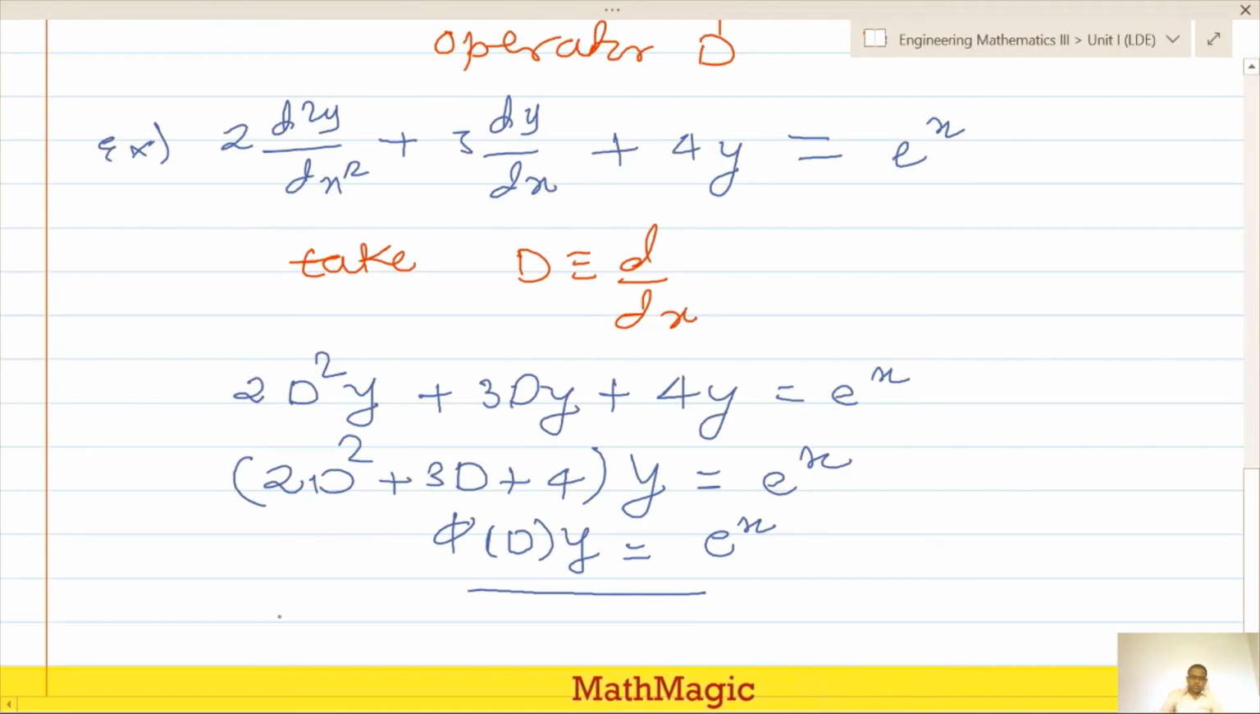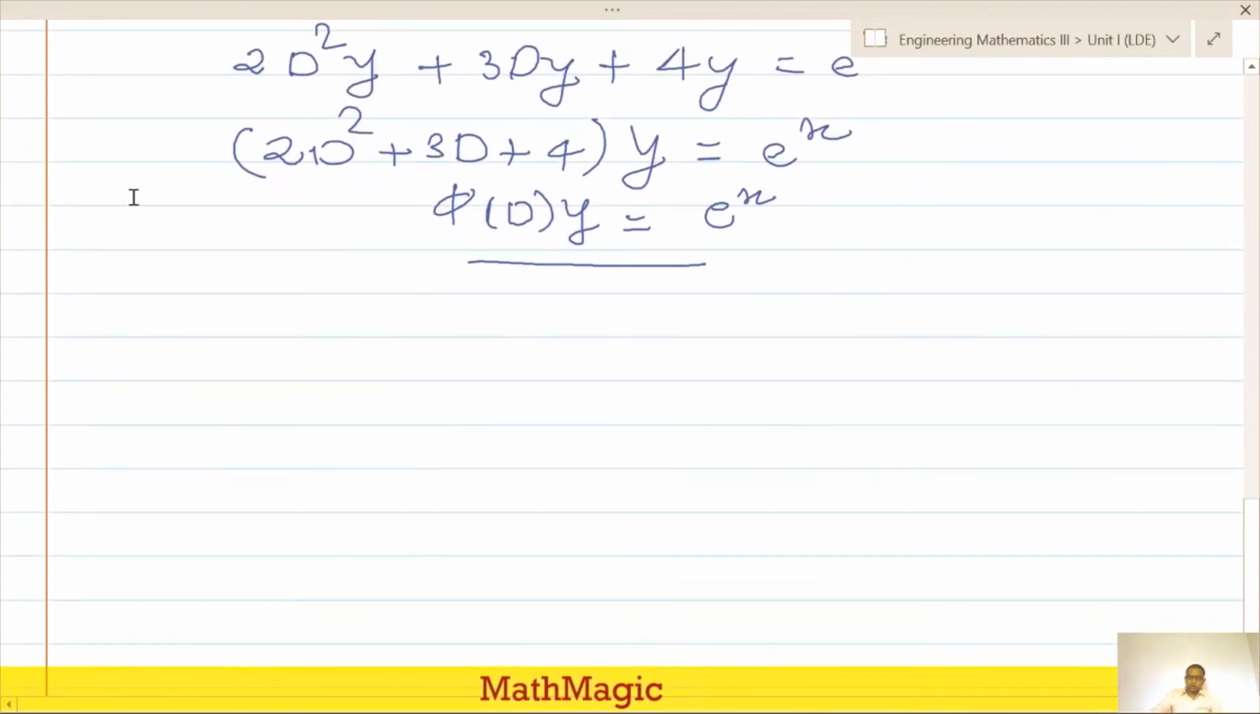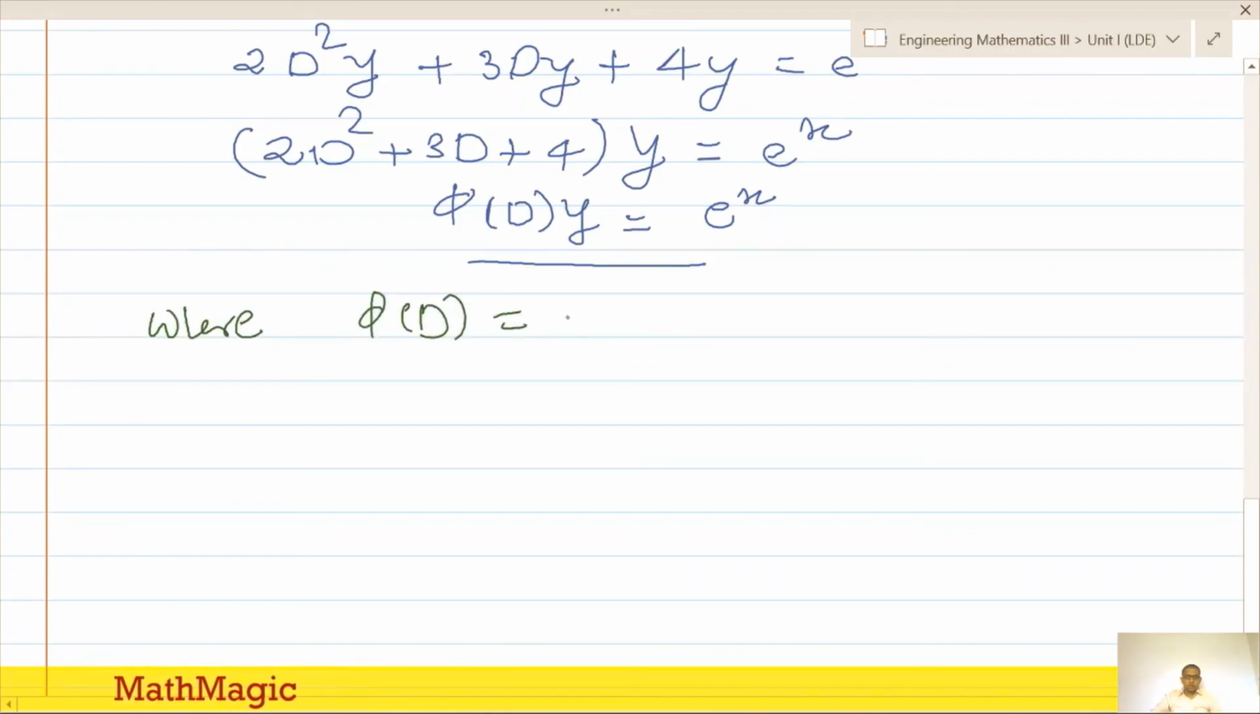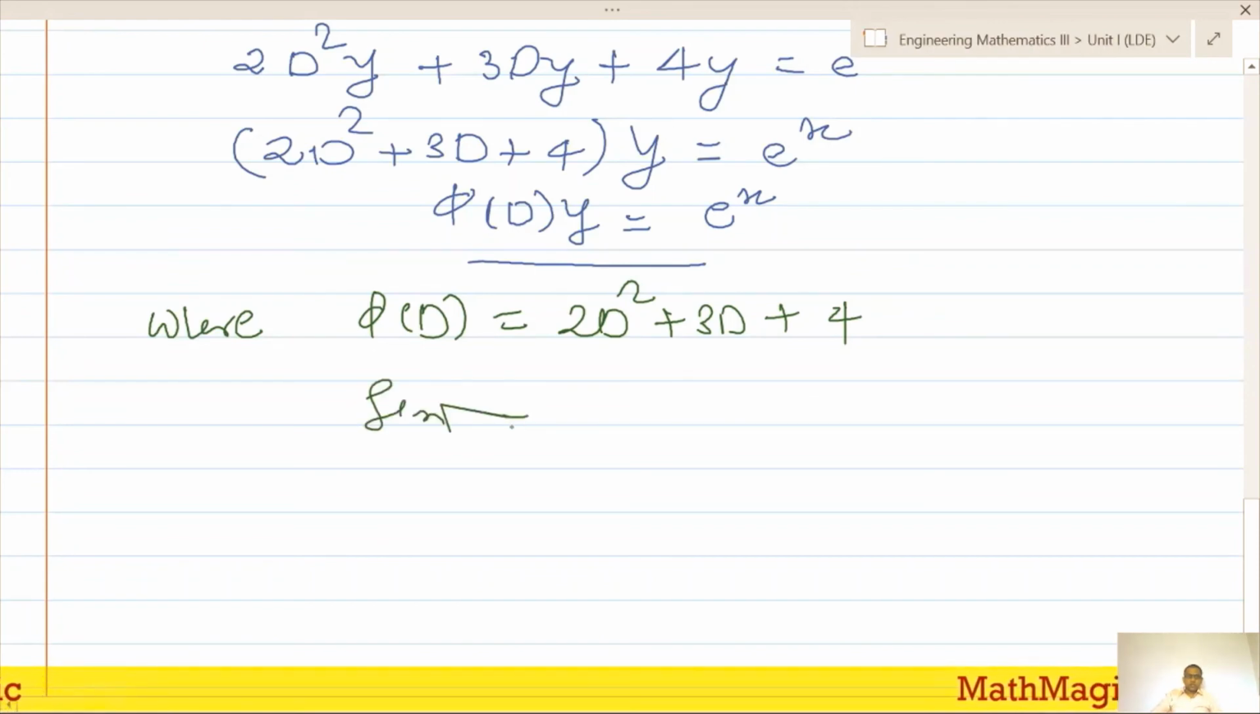So what is your phi of D here? Phi of D is equal to 2D square plus 3D plus 4. And what is your fx here? Fx is equal to e raised to x. So in this way, we can convert the given equation in the form of operator D also.